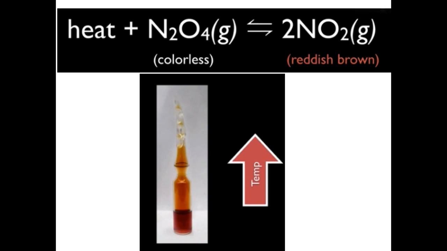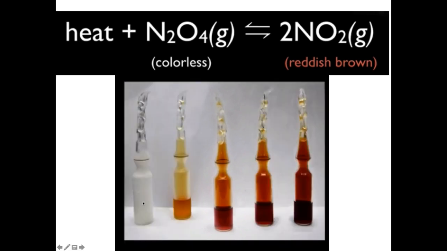If you have a positive delta H, it's always going to go on the reactant side. Negative will go on the product side. So this is what this looks like. If we heat this up, you would anticipate that it's going to go from colorless to more red, to more red, to more red, because when you heat it up, it's going to go the other way. And because it's endothermic to get heat in, once you go to the red, it's going to be giving heat off.